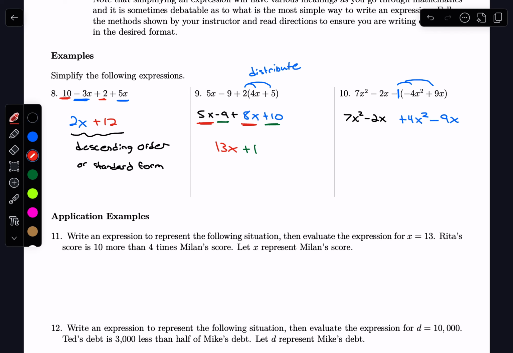But once we've done that distribution, then all we have to do is combine like terms. So we're going to do 7x squared plus 4x squared gives us 11x squared. And we'll do negative 2x minus 9x, which gives us negative 11x. And notice again, descending order, I wrote x squareds before I wrote x's because they have a higher exponent. So standard form tells us to go down in the exponents each time. All right, and so now we've done the hard part.